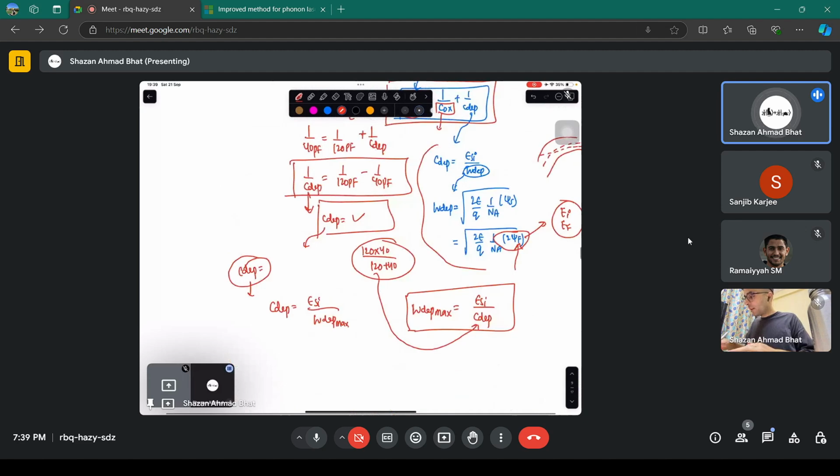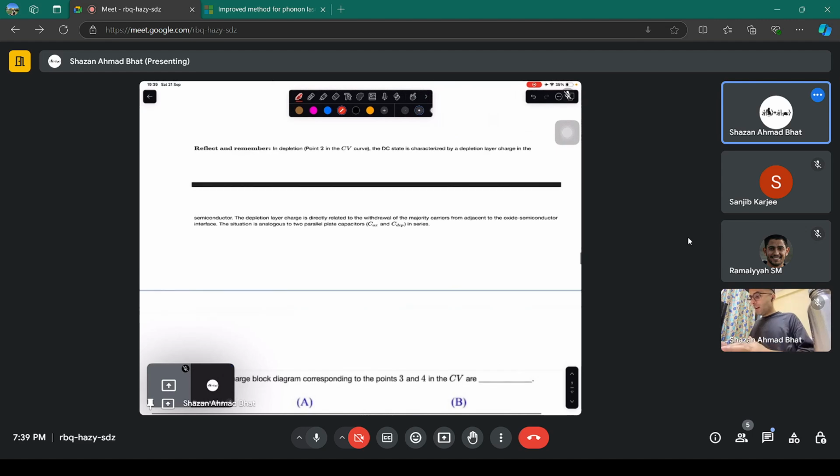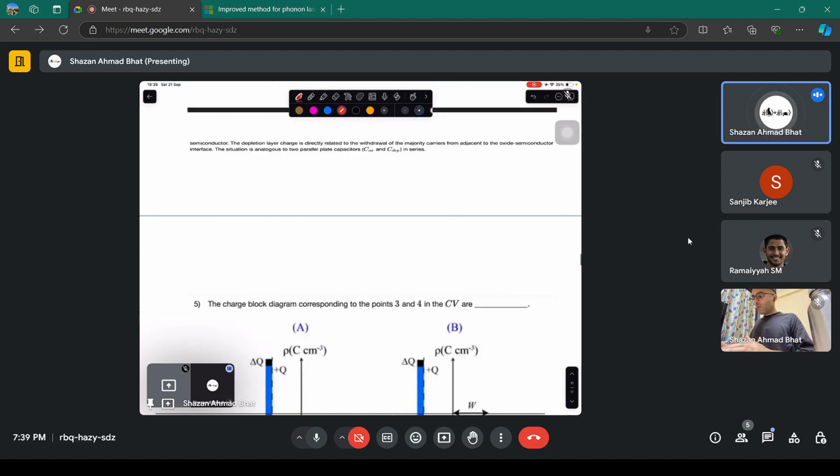You cannot use this particular approach because the Fermi potential is not given. If you were given the band diagram, the difference between the intrinsic and the Fermi levels, then you could easily compute it using this approach. But you are given the CV, so you can compute the maximum depletion width. Okay, moving on to the other question.